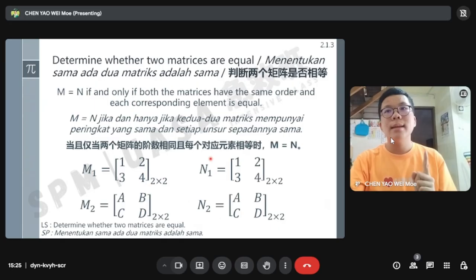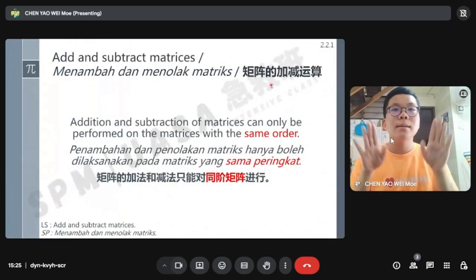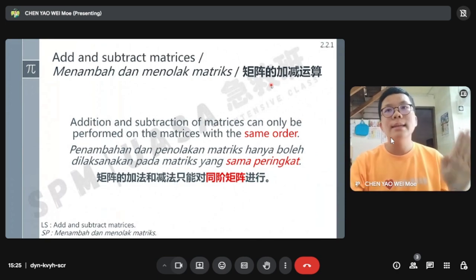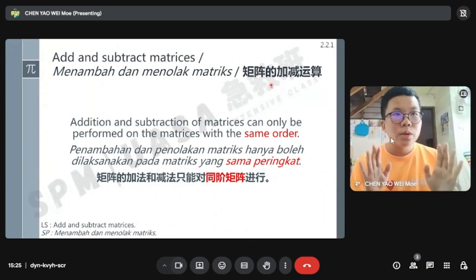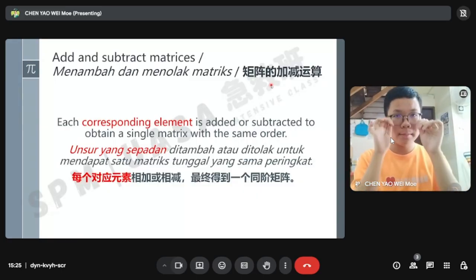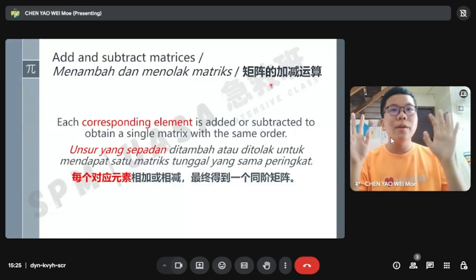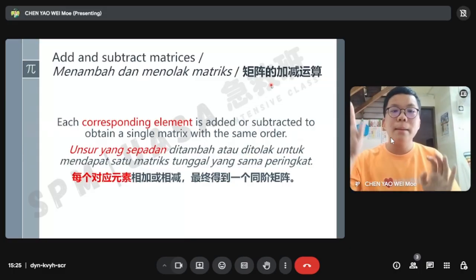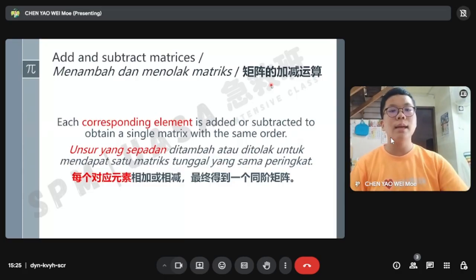They can be added together on the condition that they are of the same order. Each corresponding element is added or subtracted to obtain a single matrix. Okay, with the same order. Means 2 by 2 plus 2 by 2, your final answer must be 2 by 2 and cannot be different. Okay, and this is an example.